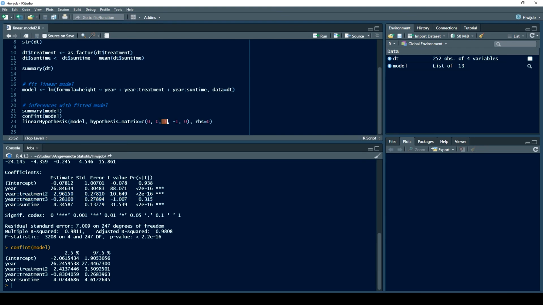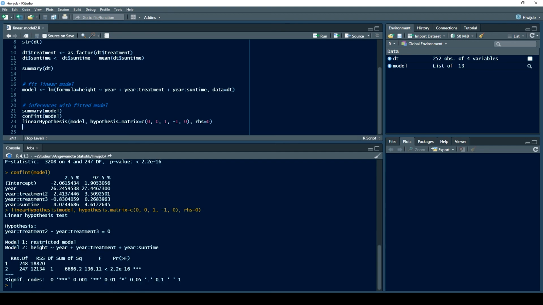1 times the parameter from treatment 2 minus 1 times the parameter from treatment 3 equals 0. The p-value for this hypothesis is very low, which suggests that the observed estimates are very unlikely under this hypothesis. Consequently, our data suggests that trees in treatment 2 and 3 do not grow equally fast, which seems logical given that the two parameter estimates are quite different from each other.